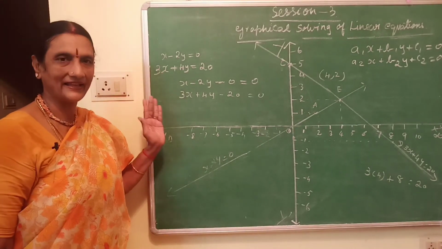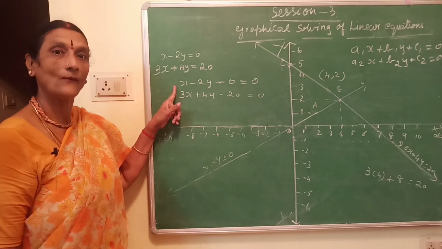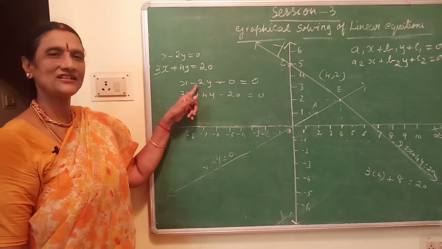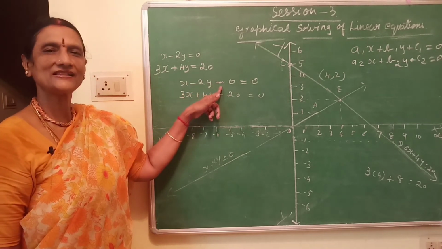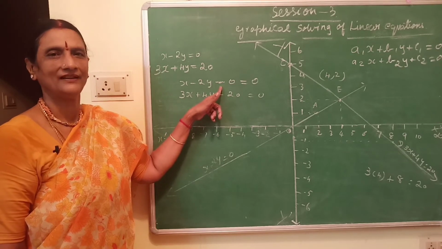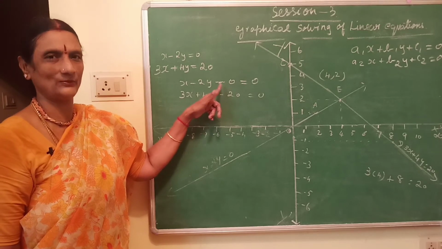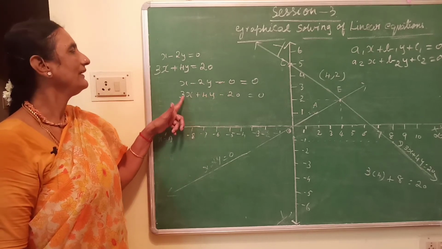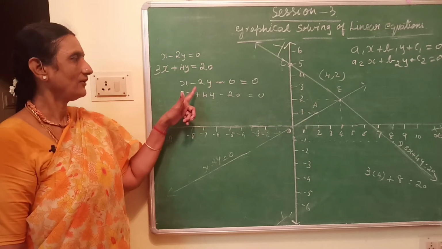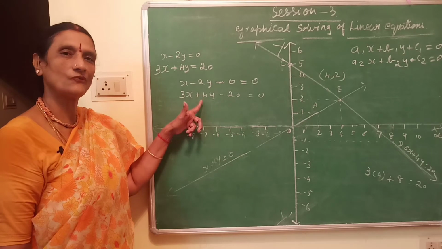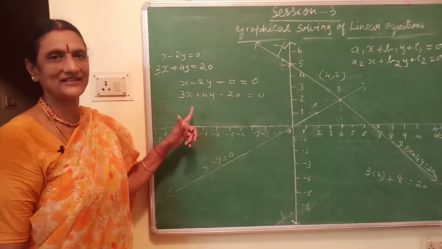If this is the case, what is your a1, children? It is 1. What is your b1? Minus 2. What is your c1? 0. Minus 0 plus 0 makes no sense, we can just take it as 0. Are you understanding? Now, what is your a2? 3. What is your b2? 4. What is your c2? Minus 20. Is that clear to you?